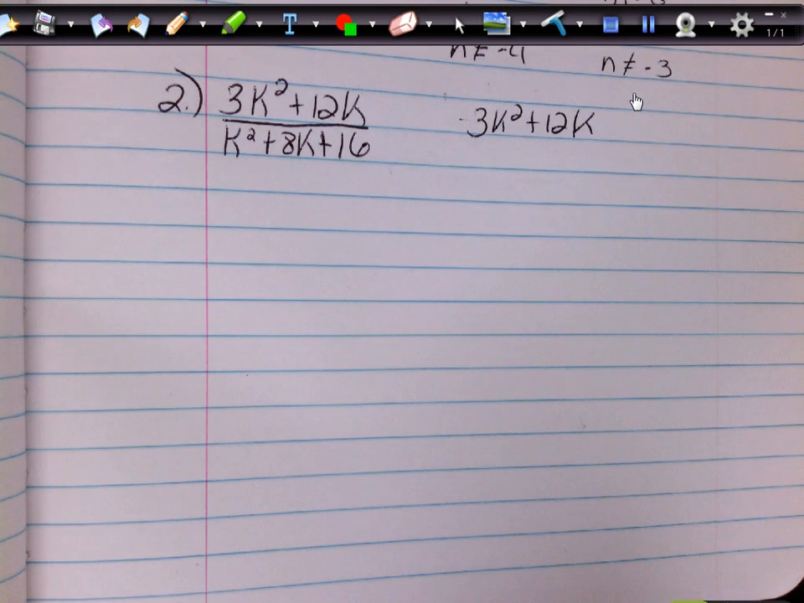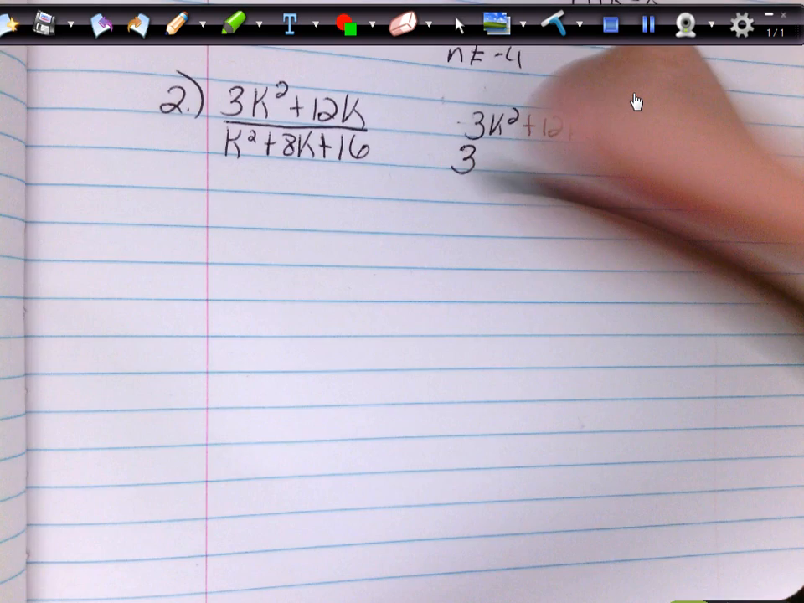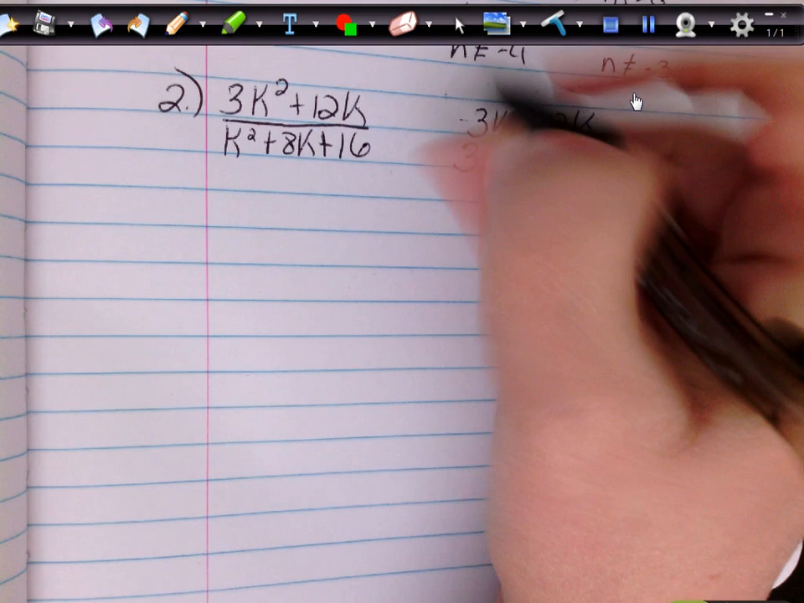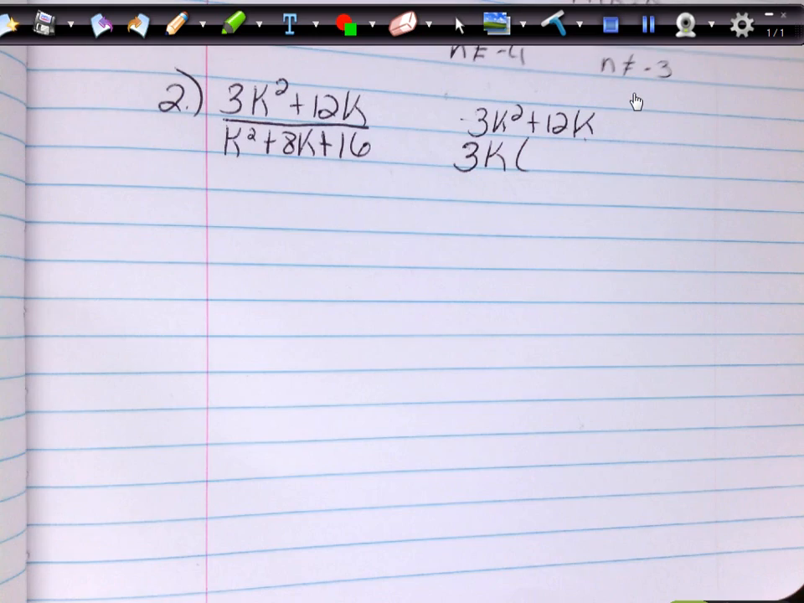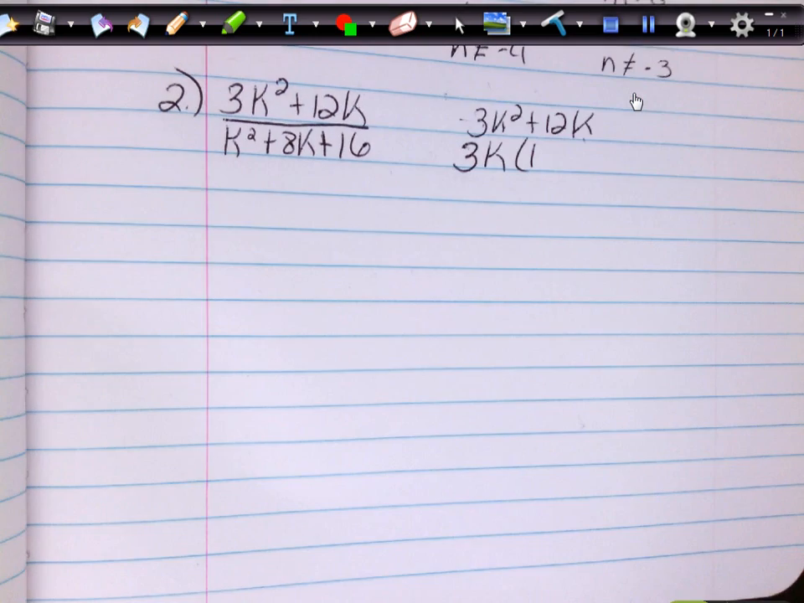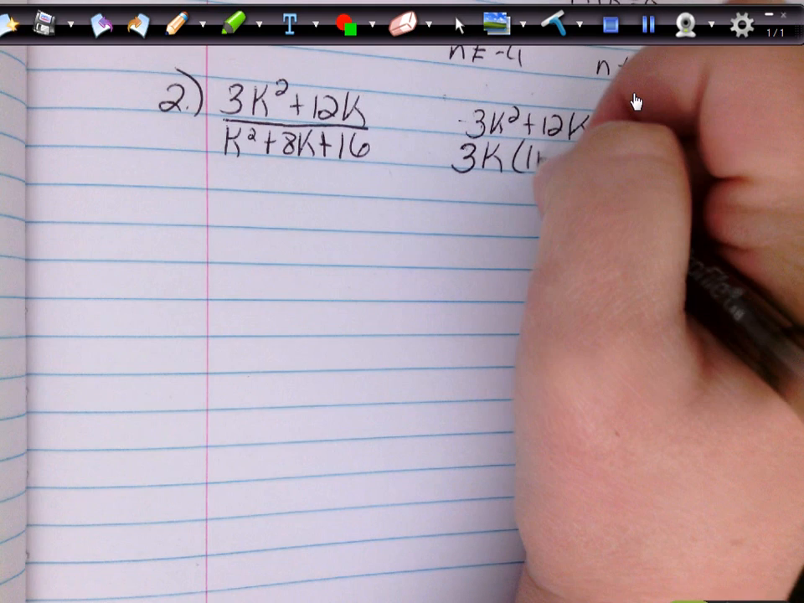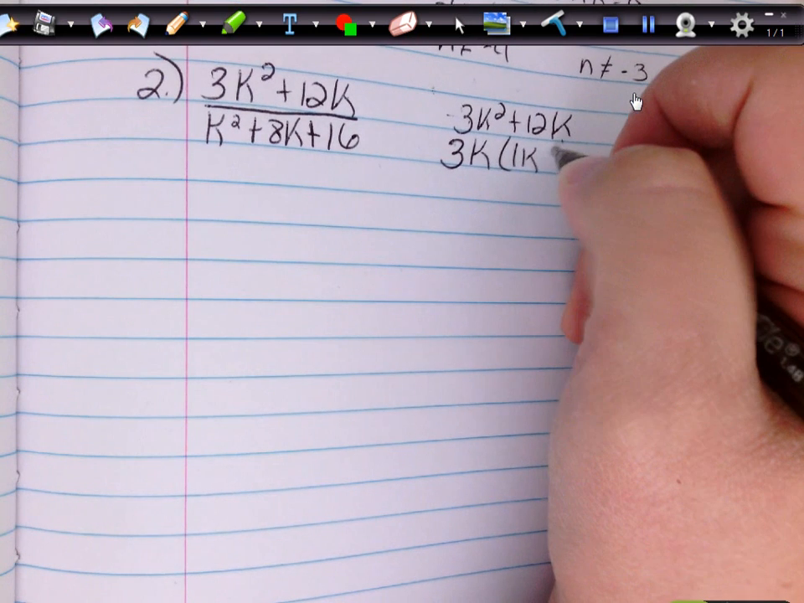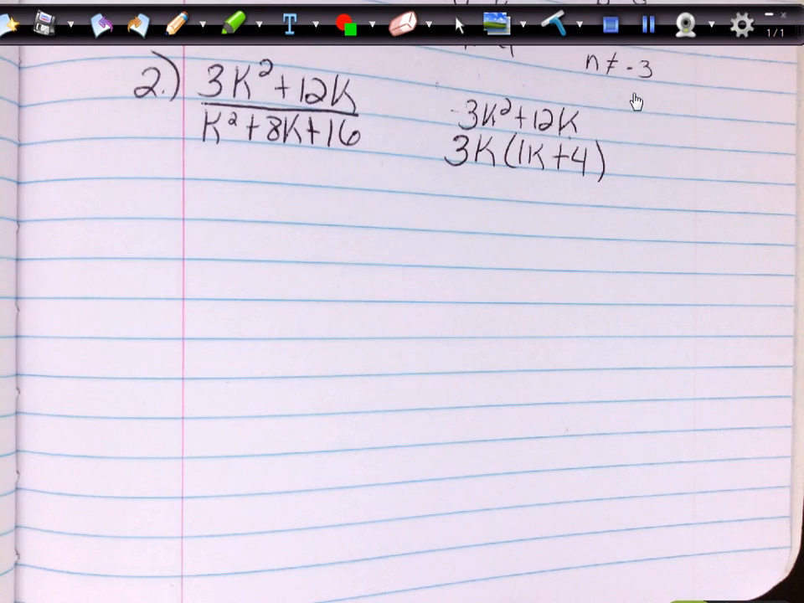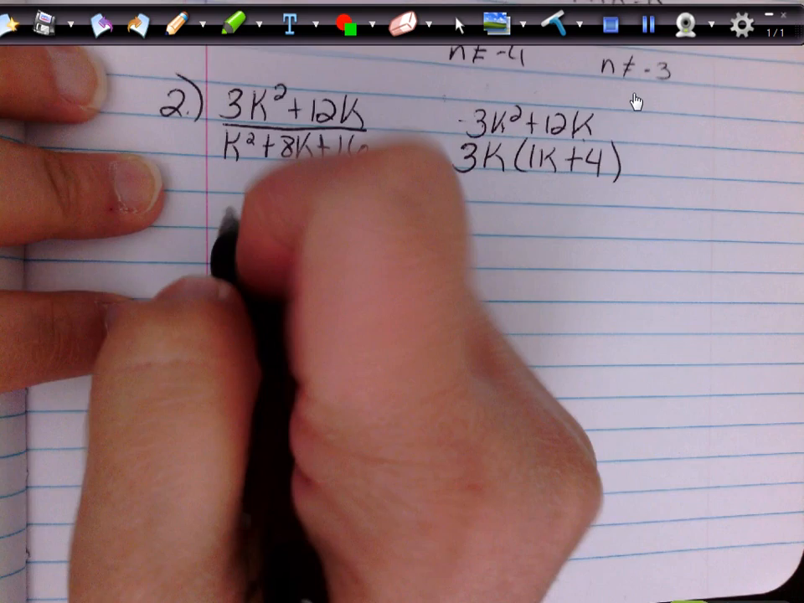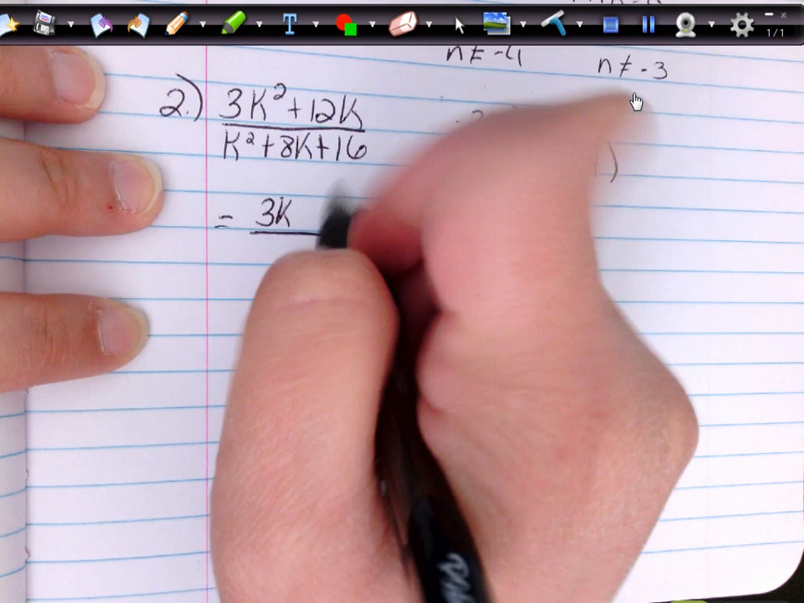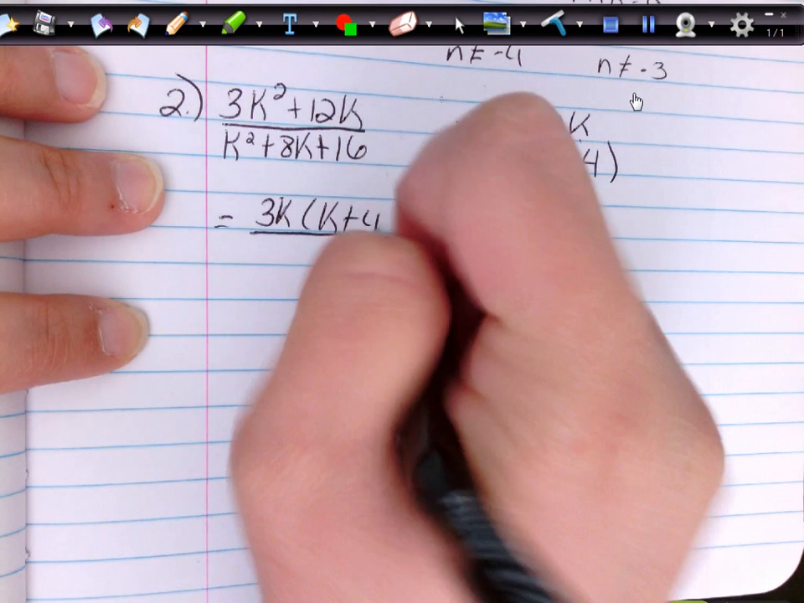If I look at 3 and 12 on my factor sheet, they have a 3 in common. And also both of these have a k, so I can also take out a k. So we're going to take out a GCF of 3k. 3 divided by 3 will give me 1. I had 2 k's, I took 1 out, so I have 1 left. 12 divided by 3 is 4. And I had a k, but I took that k out. So there's the first part, or the numerator. My numerator is 3k, parentheses, k plus 4, because again, I don't really need that 1 in front of my k.